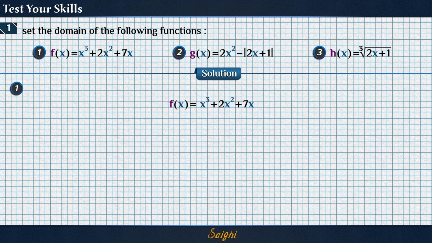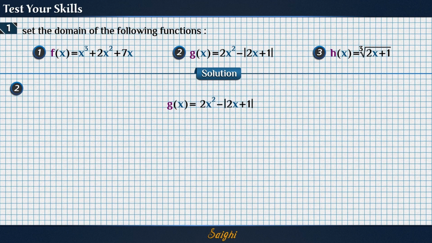Now try to find the domain of the first case. Note that the function f doesn't contain a square root or fraction, and therefore it's defined on R. So the domain of f is from negative infinity to positive infinity.